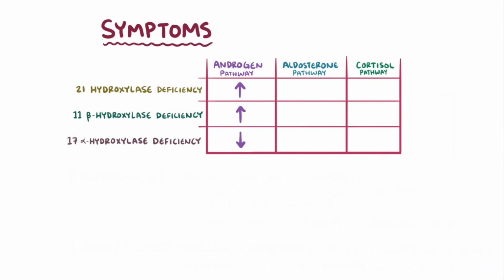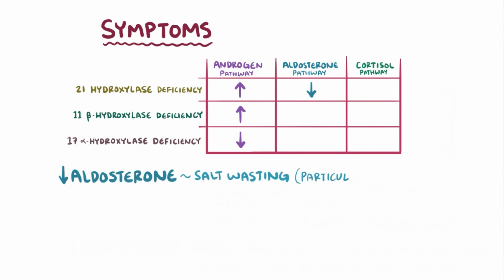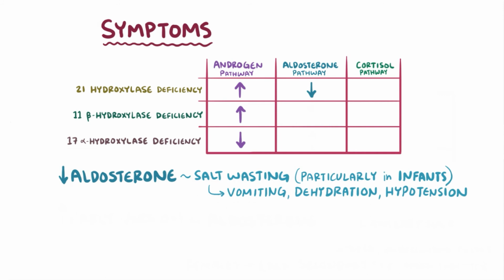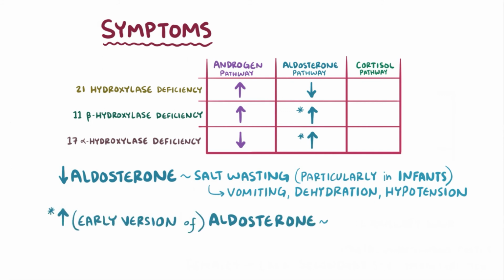For the aldosterone pathway in 21-hydroxylase deficiency, there are decreased levels of steroids in the aldosterone pathway, which leads to salt wasting, particularly in infants, and can cause life-threatening vomiting, dehydration, and hypotension. In 11-beta hydroxylase deficiency and 17-alpha hydroxylase deficiency, there's an increase in earlier versions of aldosterone, which can cause hypertension.